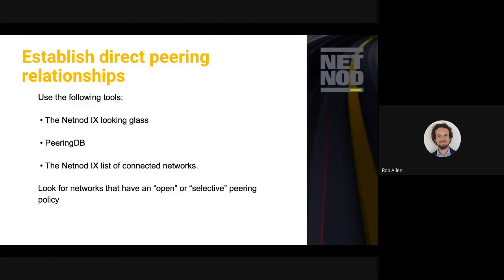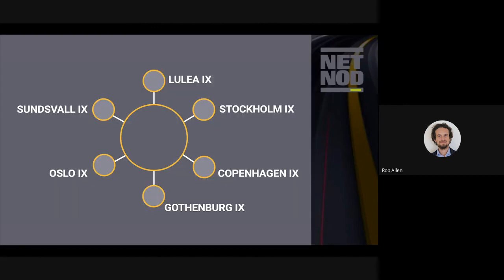Now, when you're looking through these lists of connected networks, the thing to look at in the beginning is probably networks that have open or selective peering policies. It's probably best to start with open because it means that they're most likely to peer with your network. And then it's simply a case of contacting them one by one to arrange some kind of peering connection.